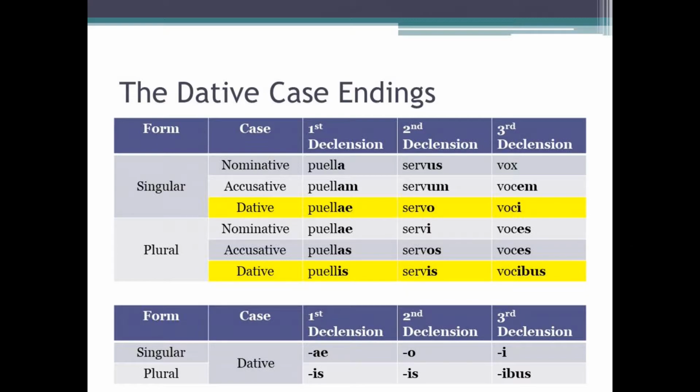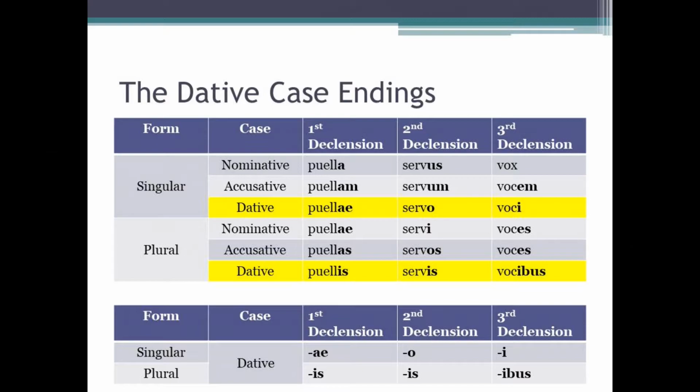So as you can see on this slide, I've got a table with endings you should already be familiar with from a previous video on the nominative and accusative, singular and plural, for all three declensions. But as you can see from the highlighted rows, these are the dative endings.